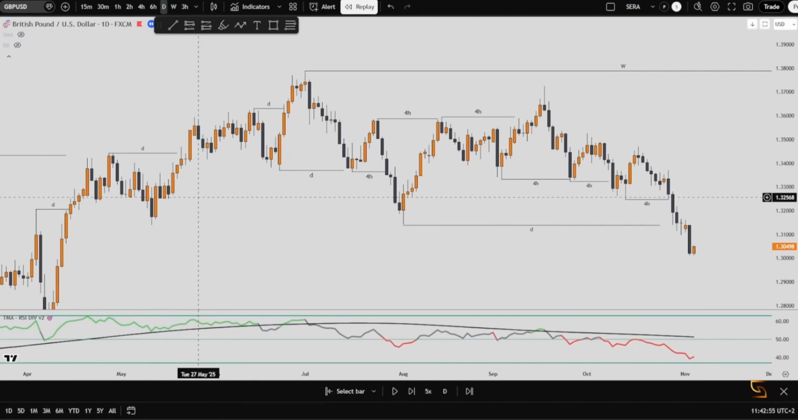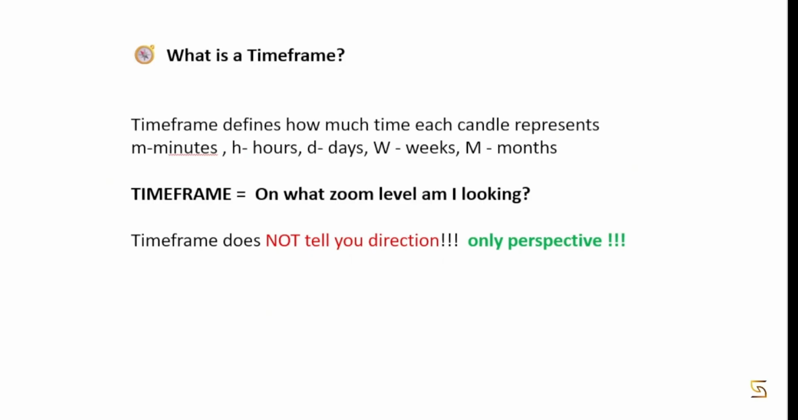From today, you'll no longer confuse the time frame with the structure. We'll start with their definitions, followed by practical examples on the chart. Basically, the time frame defines how much time each candle represents. Minutes, hours, days, weeks, months.